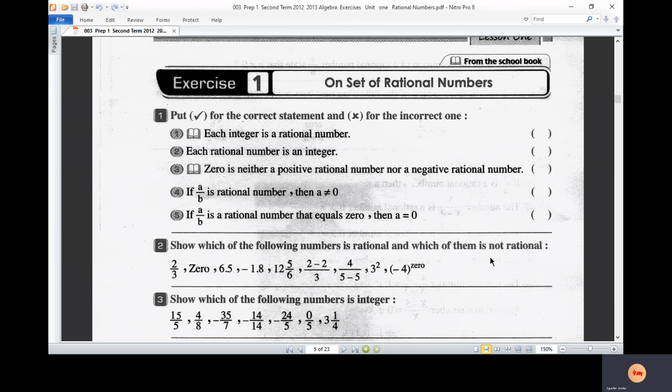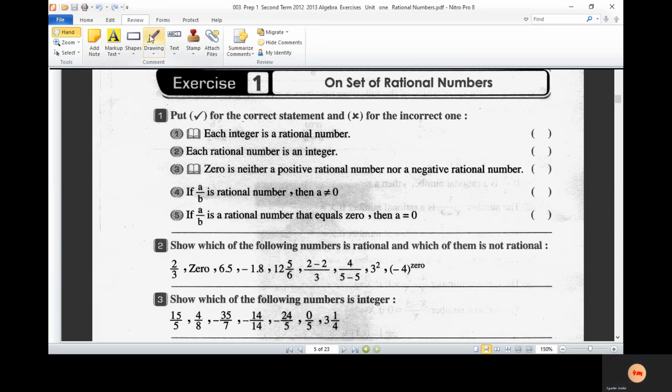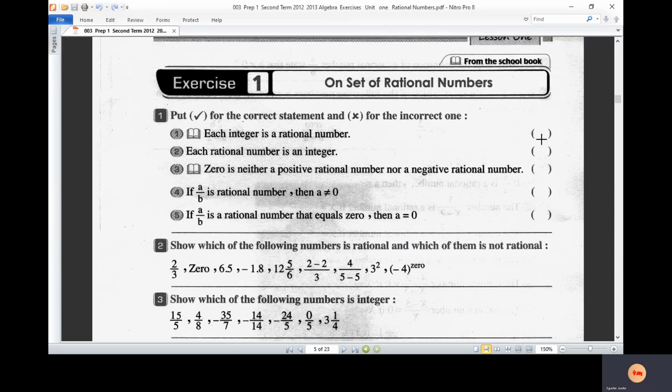Exercise 1 on set of a rational number. Put a tick for the correct statement and a cross for the incorrect one. Number one, each integer is a rational number. And this one is right, because all integers are rational numbers.